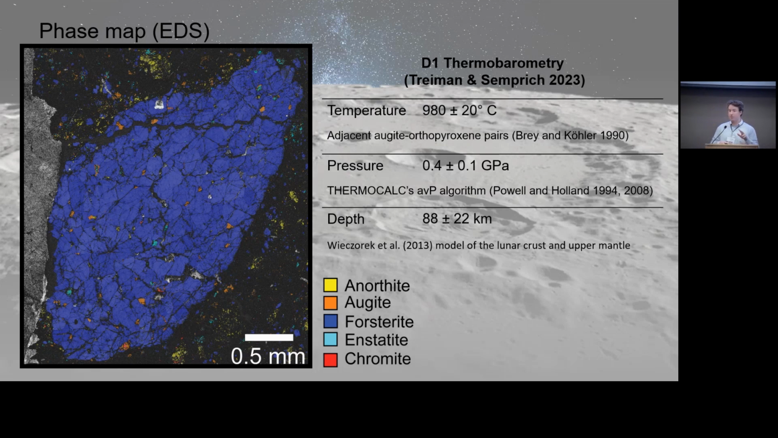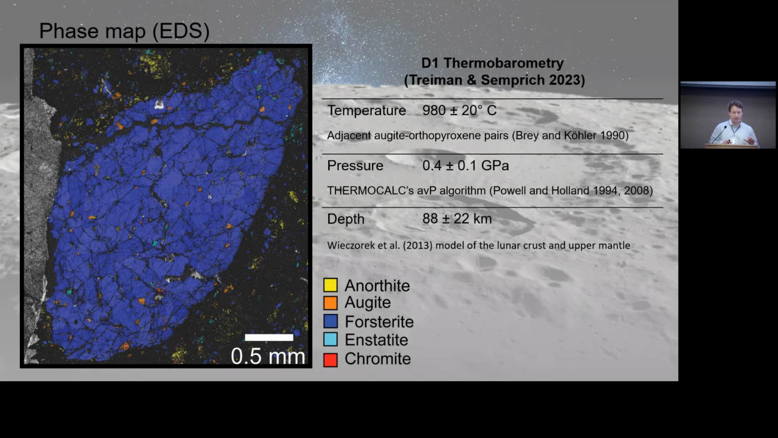Alan Trayman used these two pyroxene pairs to calculate various thermal barometers. All of these are concordant to a depth of 88 kilometers, which places the sample well within the lunar mantle, which is what makes the sample so exciting, like I've been saying. Additionally, I'll point out this temperature he calculated of 980 degrees.